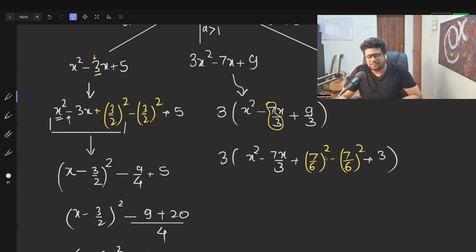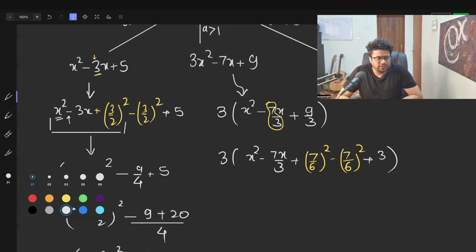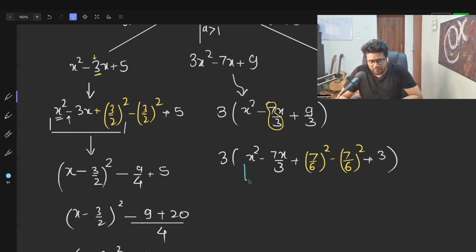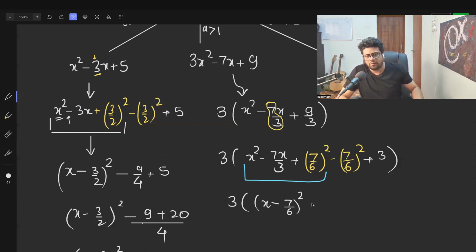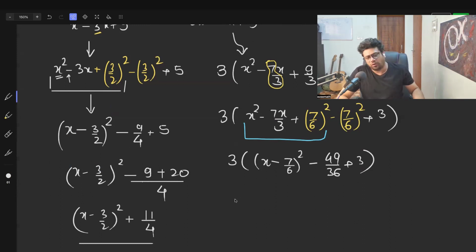Eventually, 7 by 6 square minus a 7 by 6 square is actually a 0. So it makes no change in the value of the quadratic, but it does bring you a perfect square here. What you do now is you bring in a 3, and these 3 reduced terms go inside a smaller bracket. We'd go x with a minus 7 by 6 and close the brackets. Well, this 49 by 36 plus a 3 can be done manually or on the calculator.